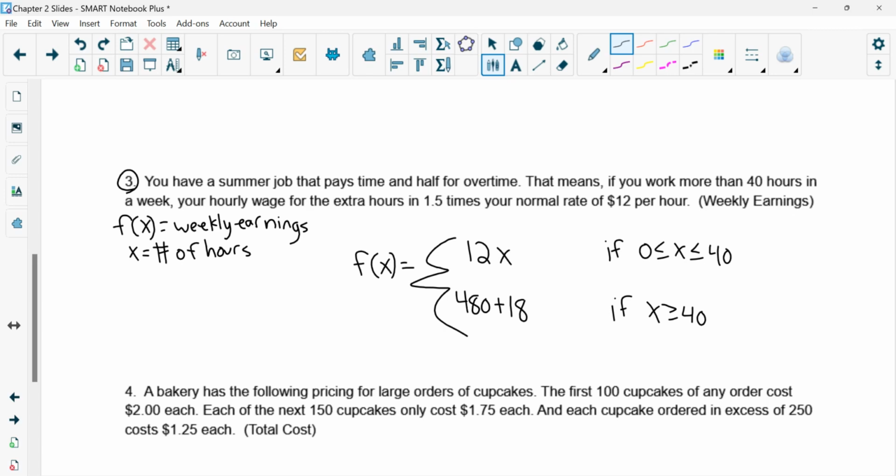So 18, close. I'm not doing 18x, because if I put 45 in, that would be saying I'd be getting the 480 plus 18 times the 45 hours I'm working. I'm getting paid the $18 for everything above the 40 hours I'm working. So what needs to be in the parentheses here? x minus 40. That way if I worked 45 hours, 45 goes in here, I subtract the 40, and I get paid the $18 times the 5 hours that I worked above the 40 hours. Okay, so that would be our piecewise function for that one.